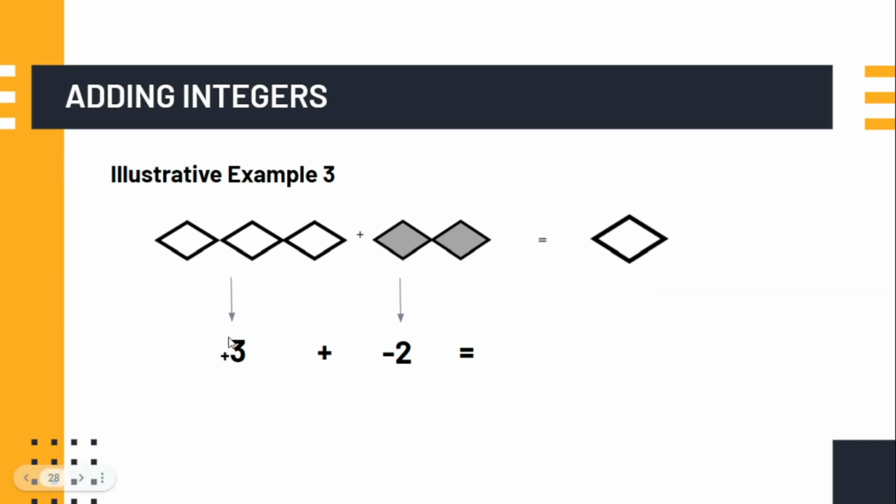Okay, looking at the numbers, we have positive 3 and negative 2. That is equal to positive 1. Okay? Look, which has more, 3 or 2?